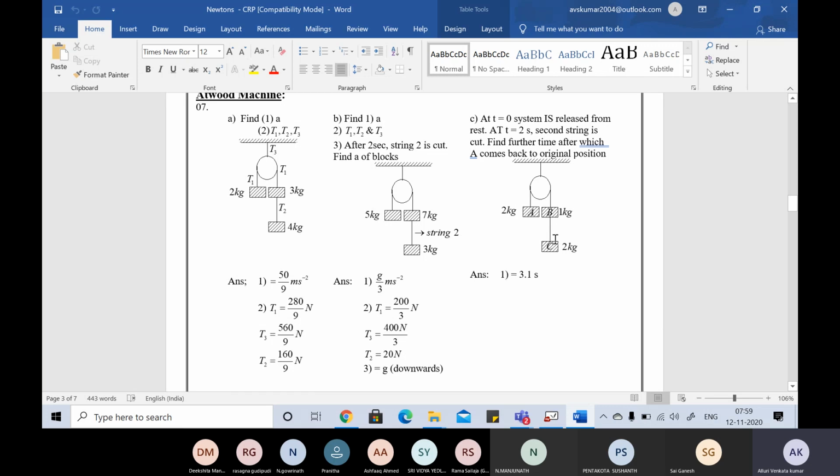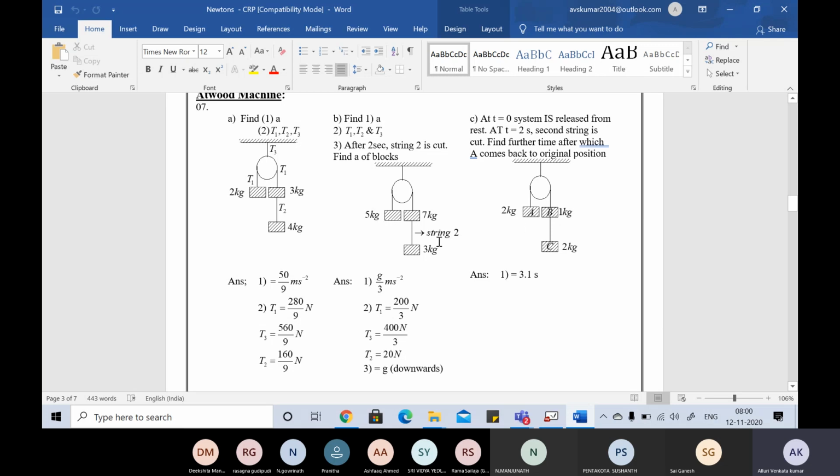When you cut this string, what will happen? The remaining configuration is 2 kg and 1 kg. Before cutting, 2 kg is going upwards. Now after cutting, 2 kg is heavier than 1 kg, so 2 kg will come down. That means it will come back to its original position. So that is what we have to find out. Please try this one, C part.